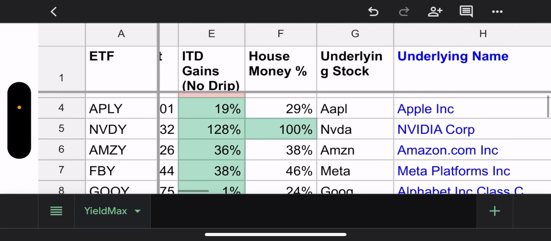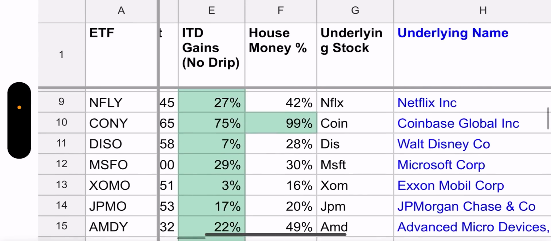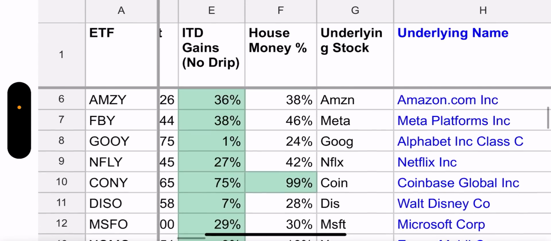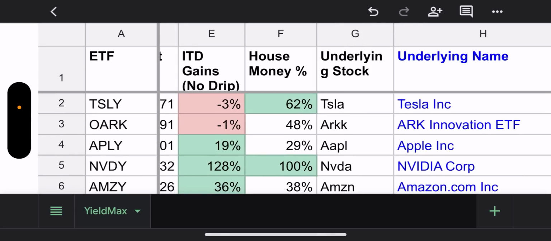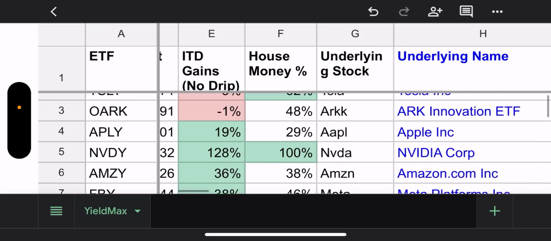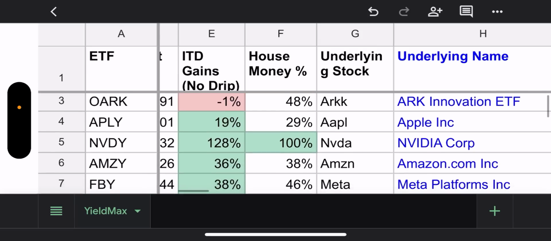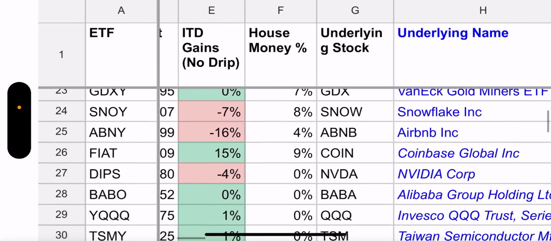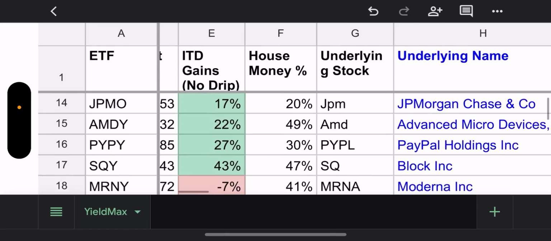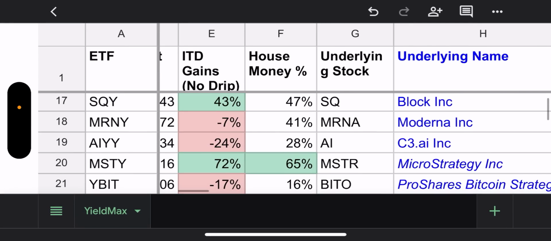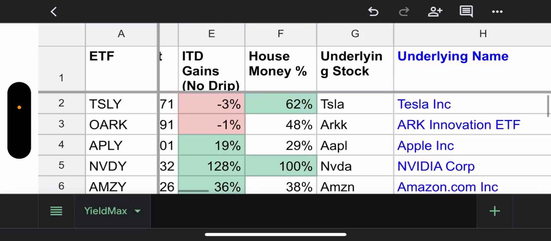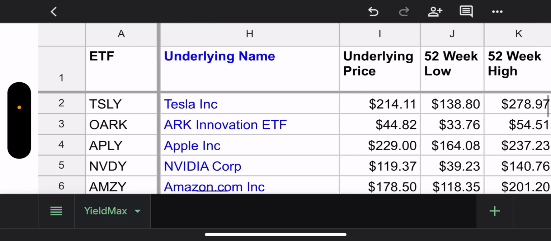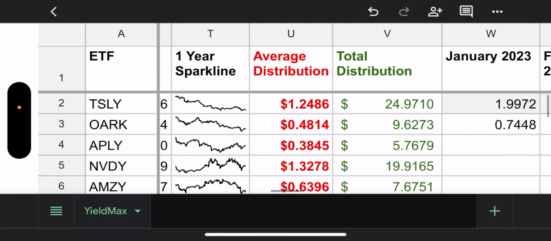Is anyone going to be at house money? Actually, CONY will be. Where's CONY? CONY's at 99%. So after this payment, they'll be at 100% house money, which means basically since day one, they paid back 100% of the original value of the ETF. NVDY already paid out 100%. TSLY's getting there. They're at 62%. Next is MSTY. They're at 65%. Outside of that, ALTY's at 30%. But who else? AMDY's at 49%. SQY's at 47%. So some of these funds are getting there. OARC's at 48%, but they launched when TSLY launched, so they're really slacking. But again, when you get to 100% house money, it's a really good thing.